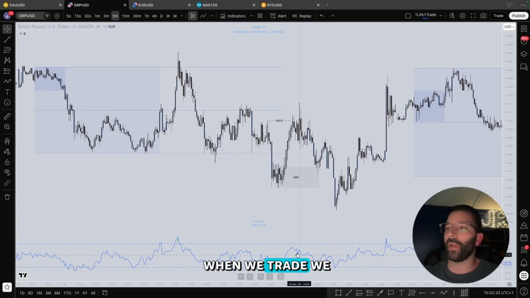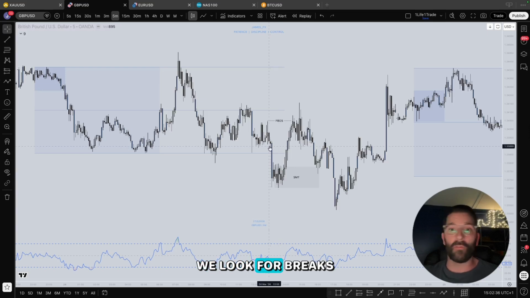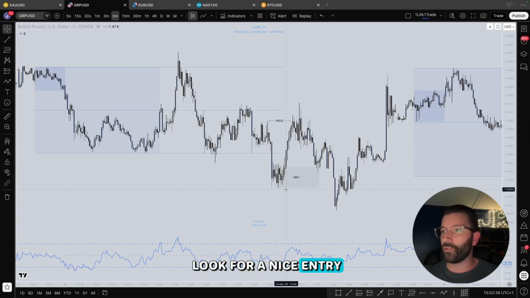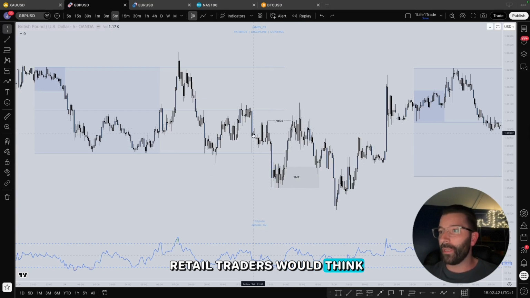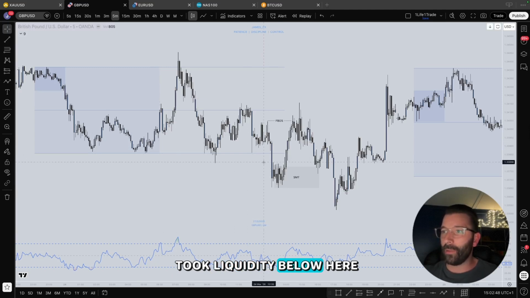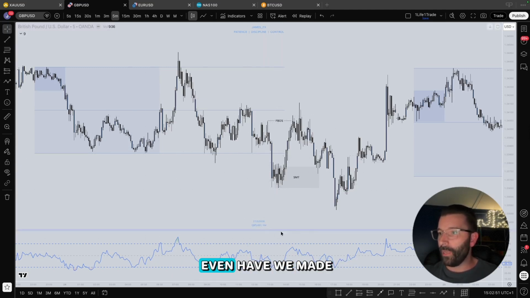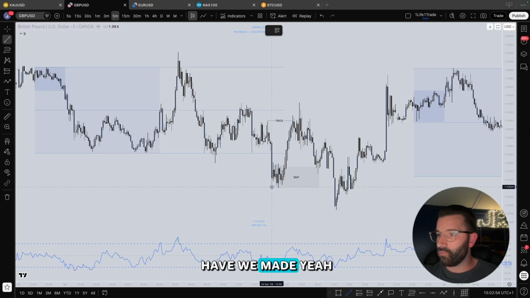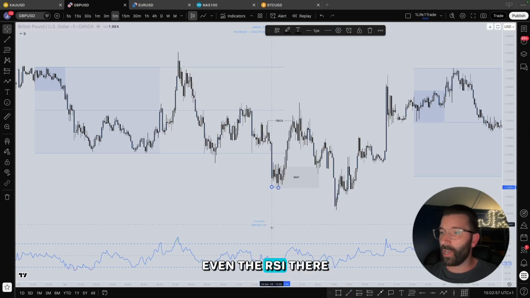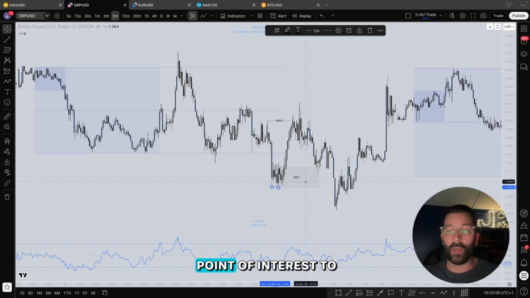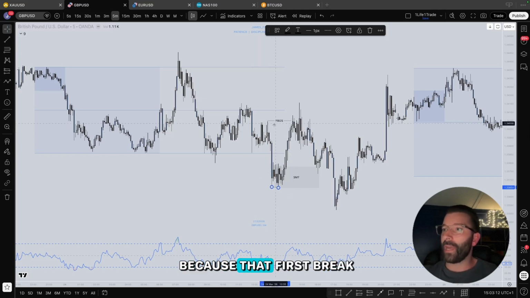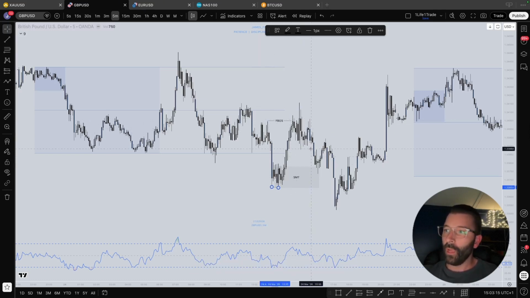As you know, when we trade, we look for liquidity, we look for breaks of structure, and we look for a nice entry. Now, a lot of retail traders would think this is a nice entry. We've come down here with speed and momentum. We've taken liquidity below here. Even the RSI there has made a bit of divergence on the 5 minute, which we like. Break of structure, and you can think, right, this is going to be a great 5 minute point of interest to take a trade, but always be careful because that first break of structure, it will manipulate off of there.